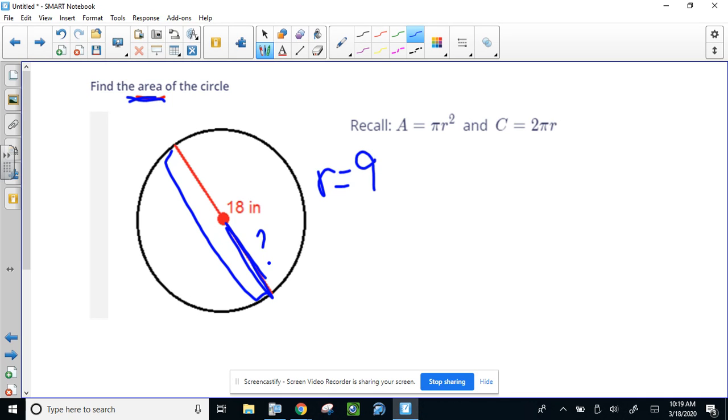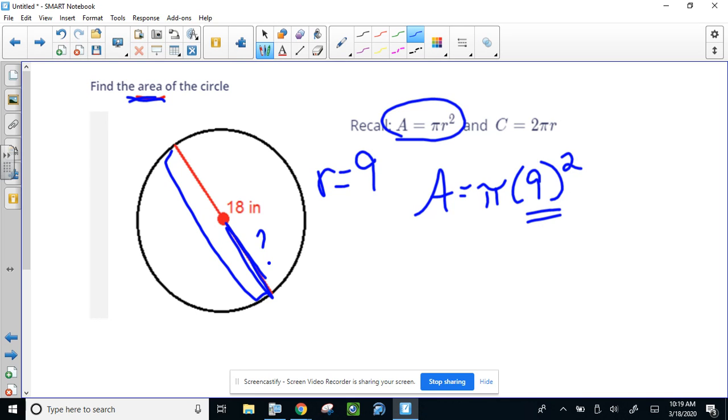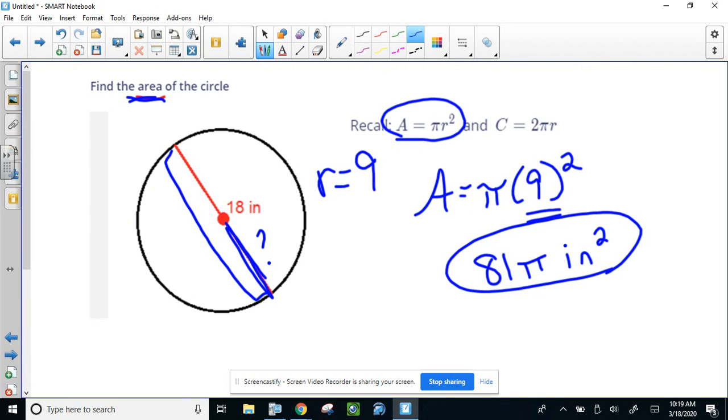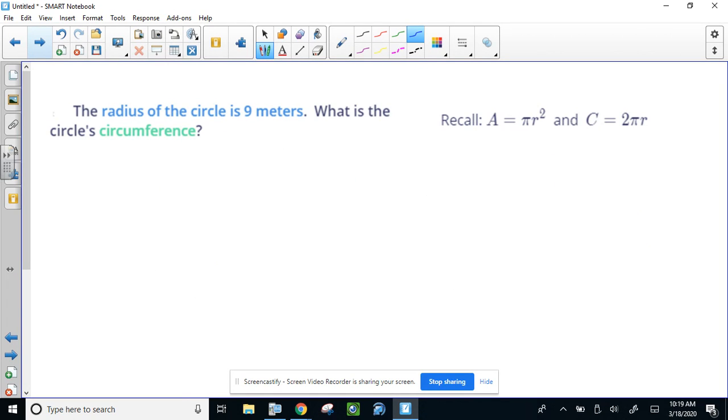And then again, we want to find the area. So we're going to use our area of a circle formula again. Area is equal to pi r squared. And again, we're just going to leave it in exact terms. So we do our 9 squared, which is our 81 pi. And there's our answer. So again, the key to all of these problems is knowing what your radius is.